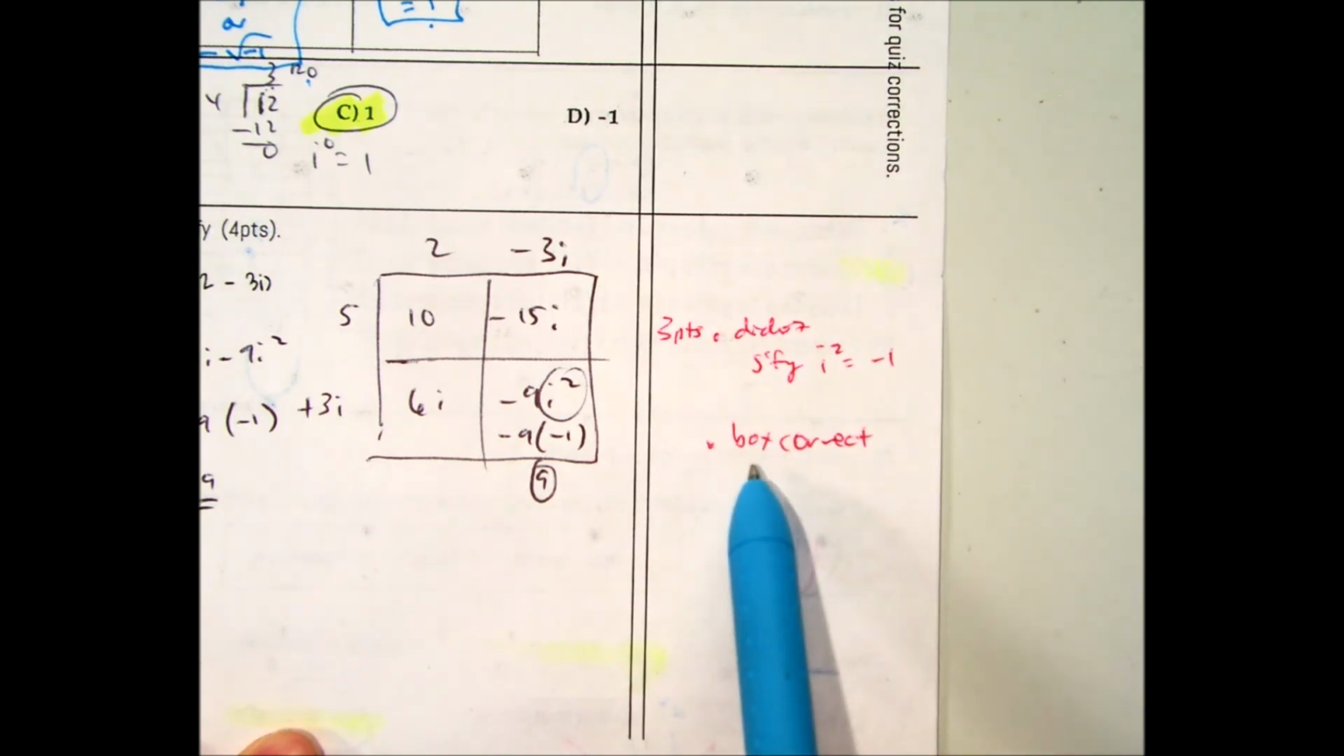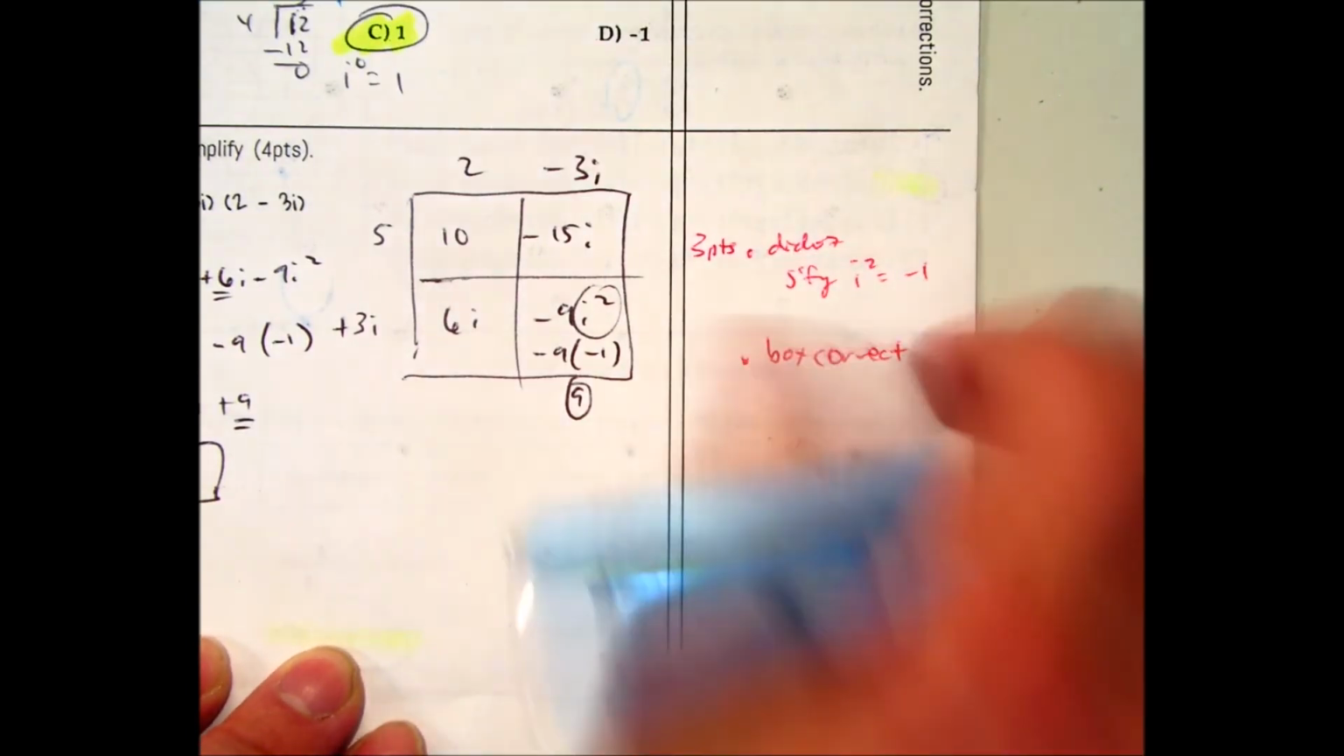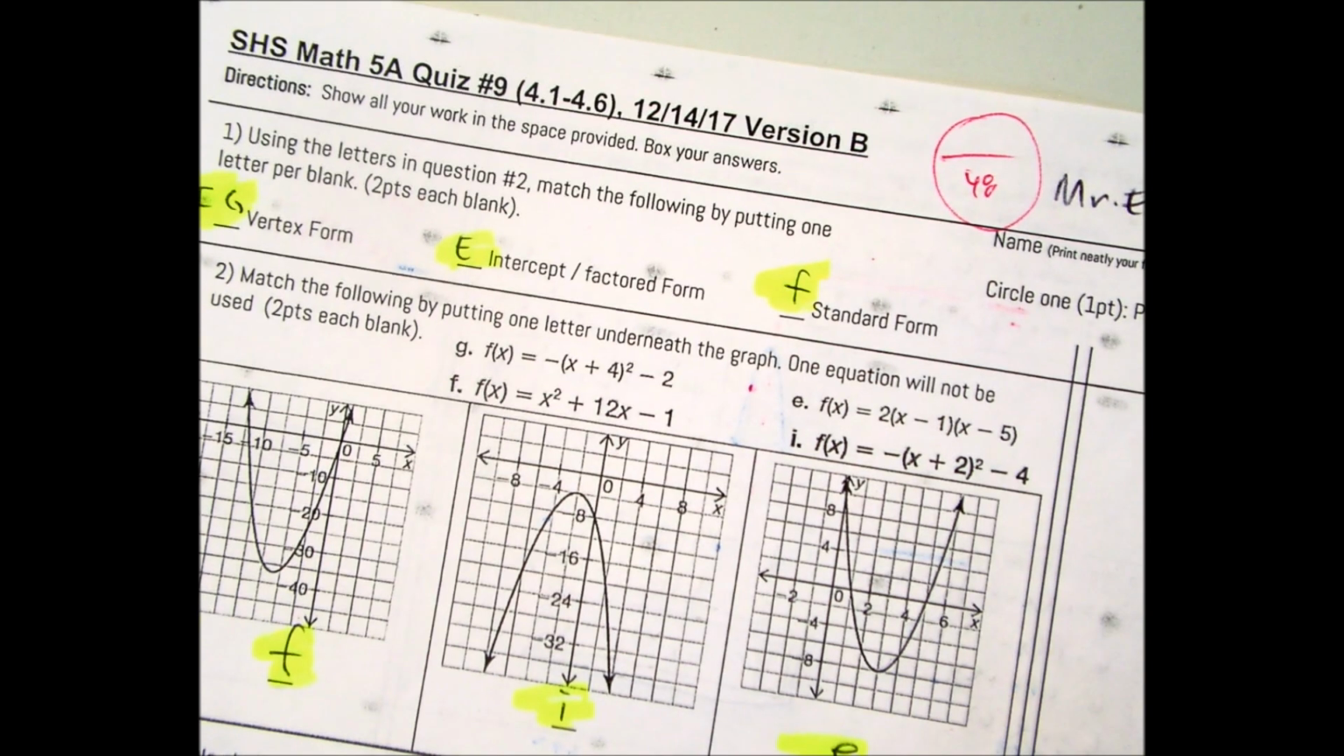Some students didn't box the correct answer. You have multiple answers on there, so you're making me choose, which does not make me happy. So 22 points on the front, and then that was out of 48.